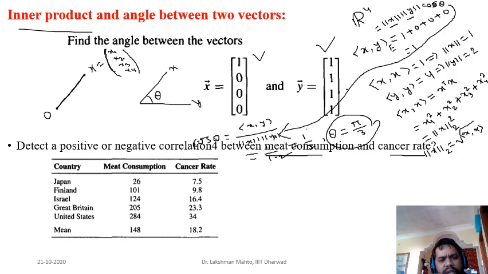Take a sample size of 1,000. How can you find the sample size? Sum it up. If you sum, then you will get the size of the sample. So you have taken a sample, that means 26 people from Japan, 101 people from Finland, 124 people from Israel, 205 people from Great Britain, and 284 people from the United States. These make up the sample size, the total sum.